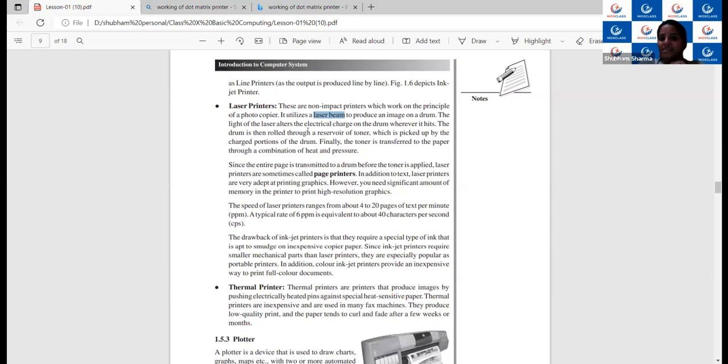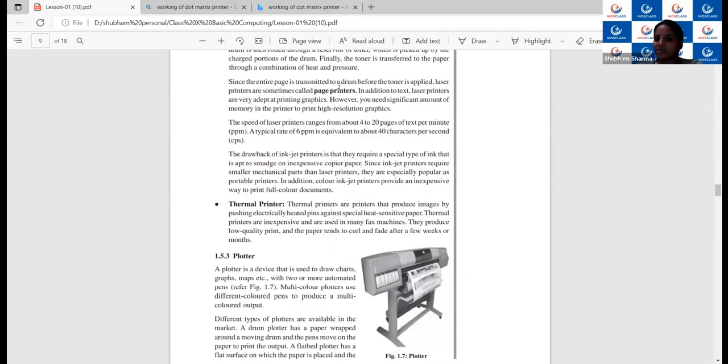So basically how does the laser printer work? Whenever the laser light hits the electrical charge of the drum, the drum rolls on the toner, which is picked up by the charged portion of the drum. So the toner is transferred to the paper through a combination of heat and pressure. Since the entire page is transmitted to a drum before the toner is applied, laser printers are also sometimes called page printers. So another name for laser printers is page printer. What is another name for inkjet printer?